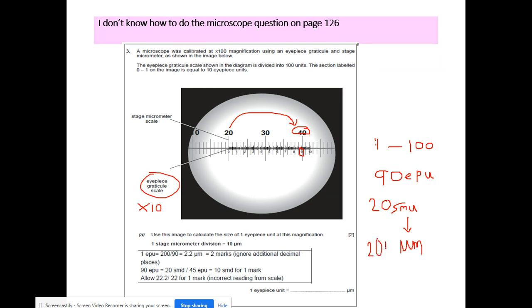So now what we know is that 90 eyepiece units is worth 200 micrometers. So we need to work out what 1 eyepiece unit is worth. Therefore, we're just going to do, as it says here, the 200 divided by 90. And therefore, your answer when you do that is 2.2 micrometers.